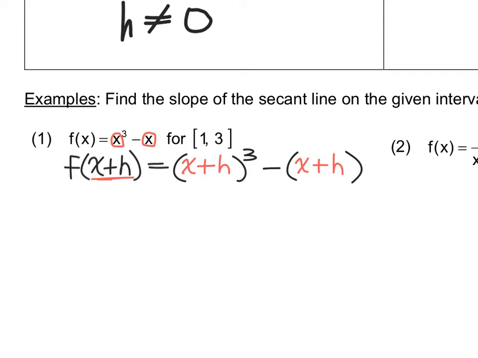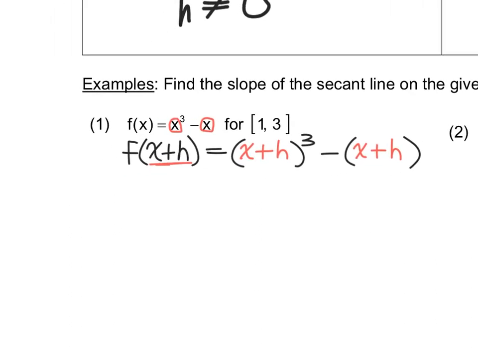All right, this one requires us to do a little distributive property, which is fun. Or you could use Pascal's triangle. X plus h to the third power is kind of borderline, whether you want to do it one way as opposed to the other. But for now, I'm just going to give it to you. So we have x cubed plus 3x squared h plus 3xh squared plus h cubed.